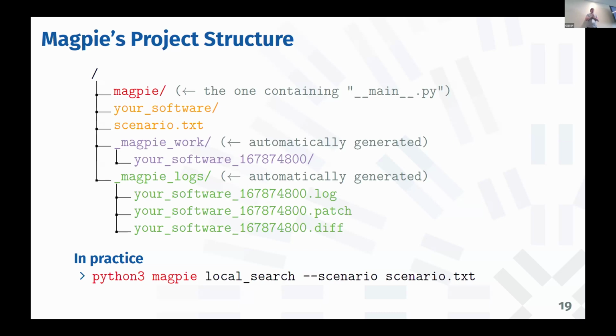Magpie work will be where Magpie will copy your software to apply transformations, compile it, and run it. Magpie logs will be where you will find a copy of everything you will see on the screen and a little bit more. And if it is successful, you will have a patch file, a diff file, so that it will be easy to look at the results and reuse them. And in practice, we will need to just use python3 magpie, so the folder, and it will work. Then the name of the entry point that you want, for example, python3 magpie local_search, and then give it a scenario file.